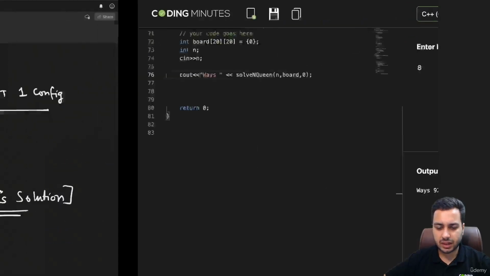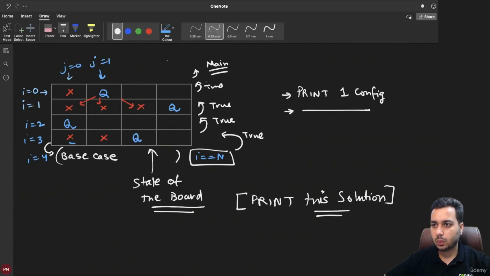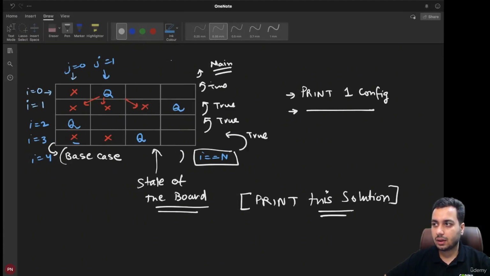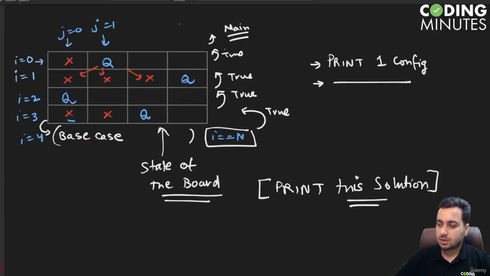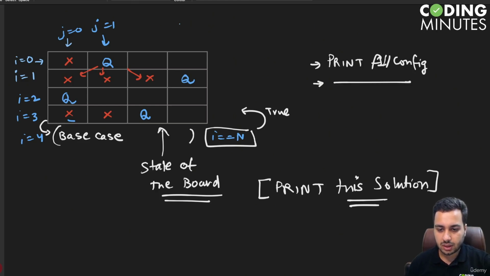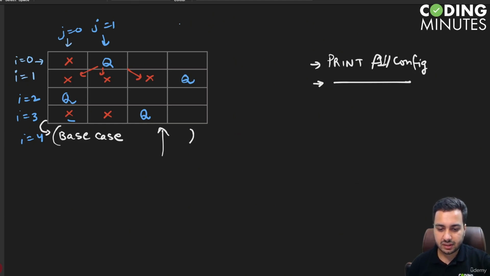Okay, so let me go back here and let me tell you why this answer is 2 and how this code is working. Right now we are discussing print all config. The work we have done till this particular point in the explanation video, I'm going to just start on top of that. What we discussed, first time we found this particular solution. First time in this particular row we placed a queen at this location, but for this queen we got the number of ways as 0.